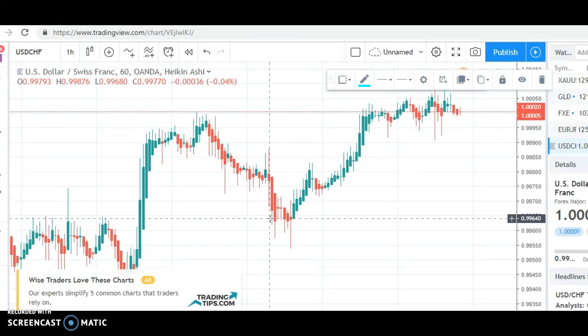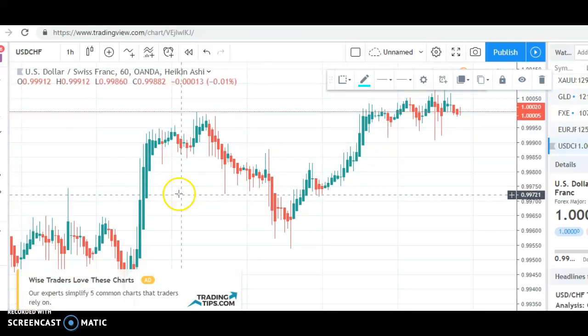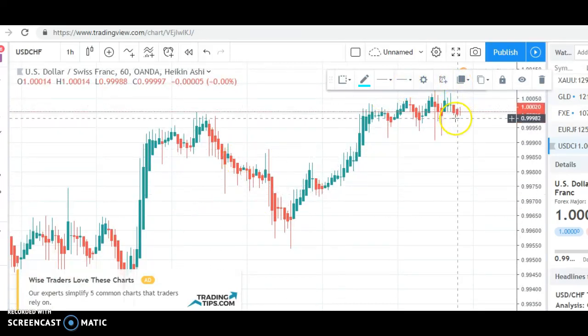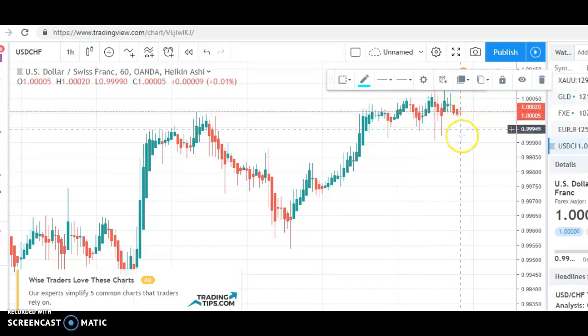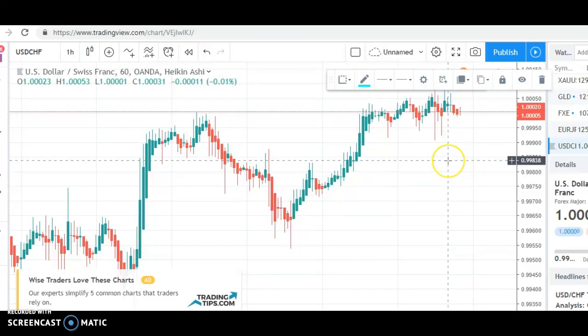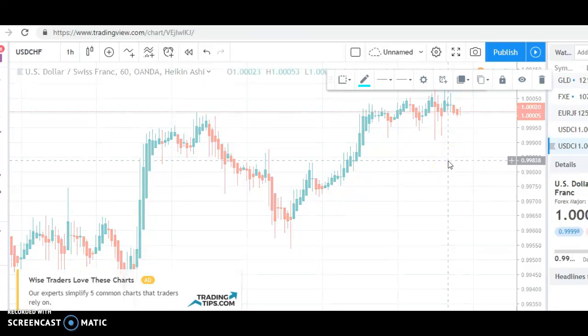Let's see USD CHF. Okay, what's going to happen? He's going to be selling for the week. Look at this point. The tick up has been formed at this point, this red line. So it's going to be coming down. There's a bit of volatility at this point, but it's going to be coming down. So it's going to be selling for the week. That's USD CHF.